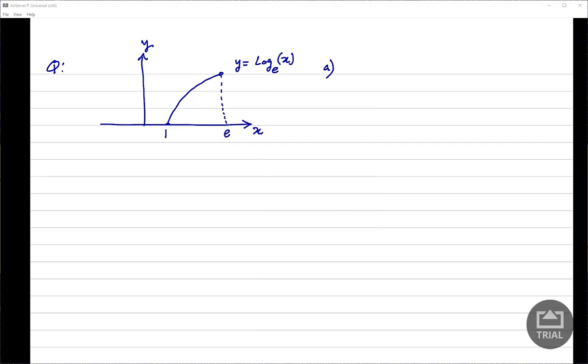My first question is find the volume of revolution about x axis. That's my first question. The second one is find the volume of revolution about y axis.